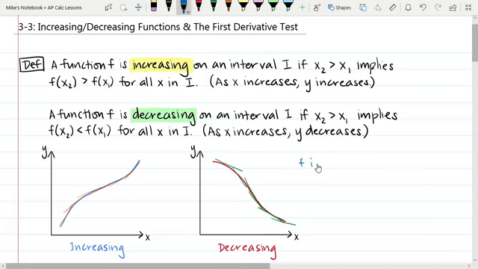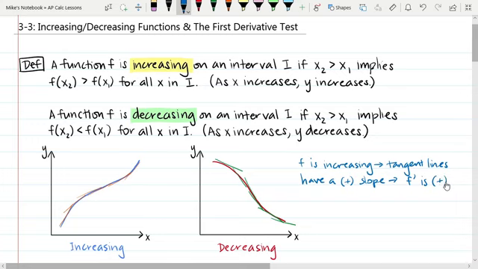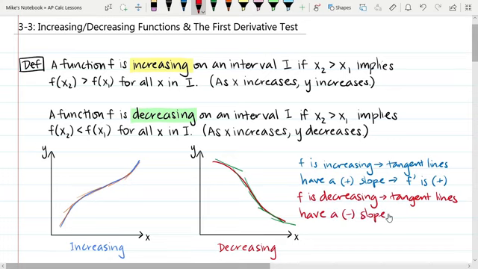So if a function is increasing, so if f is increasing, then that means that its tangent lines have a positive slope. But remember, in this course, the slope of the tangent line is better known as the derivative. So what that means is that if a function is increasing, then that means that f prime is positive. And then similarly, if f is decreasing, then we just saw that its tangent lines have a negative slope. But again, if we're talking about the slope of the tangent line, then we are talking about the derivative. So that means when a function is decreasing, its derivative is negative.